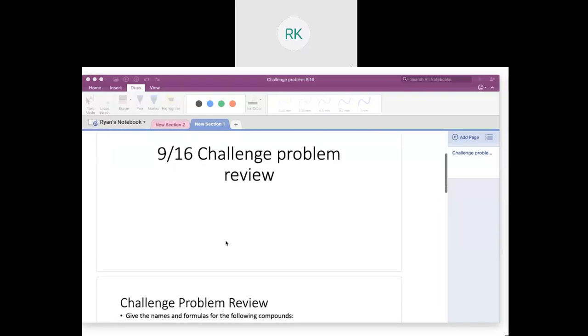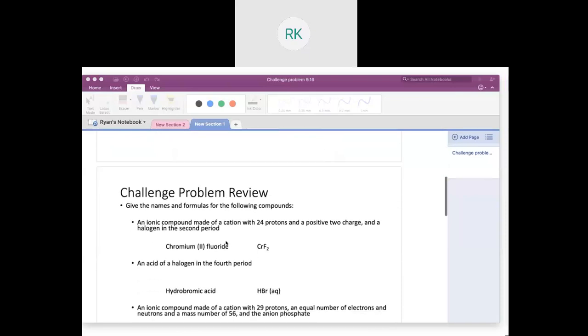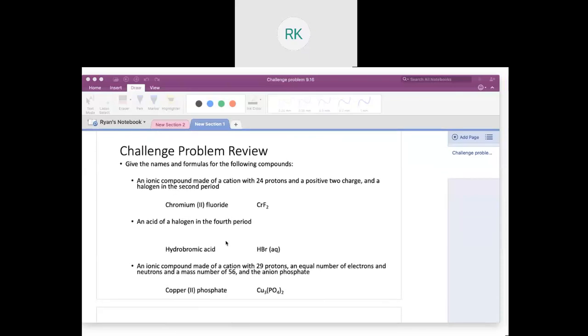Okay, so getting into our challenge problems, these ones are very similar to things that have been seen on exams in the past. So this is a naming problem where you're asked to give the name and the formula based on these given descriptions. This first one says, what is the name and formula for an ionic compound? So we're going to have to name it through the ionic method, made of a cation with 24 protons.